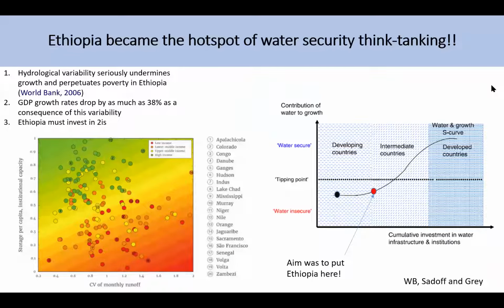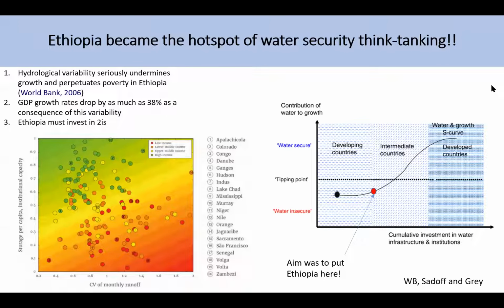Consequently, Ethiopia became the hotspot of water security think tanking. Development partners recognized hydrological variability seriously. It seriously undermines Ethiopia's growth, resilience of communities, and perpetuates poverty. The colored figure shows, given similar level of hydrologic variability, countries with large storage per capita show higher income compared to those with low water storage per capita.